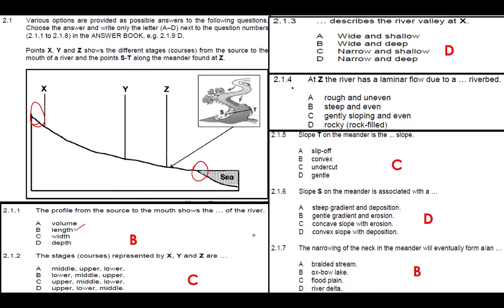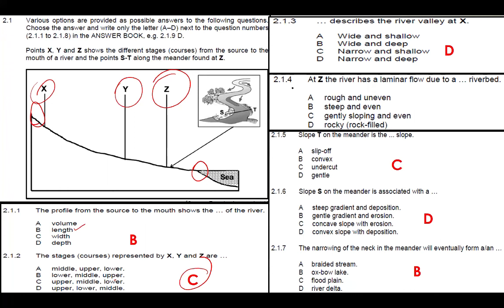What you must do is choose the correct order. It says here the stages X, Y, and Z. So it must be upper course, middle course, and lower course. So the correct answer there will be C. Describe the river valley at X. Is it wide and shallow? Is it wide and deep? The correct answer there is narrow and deep.